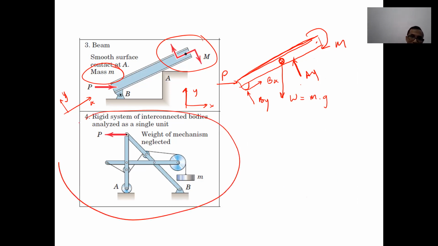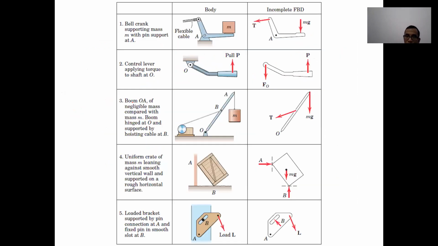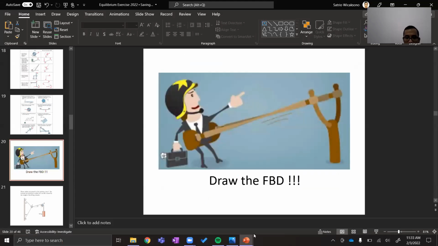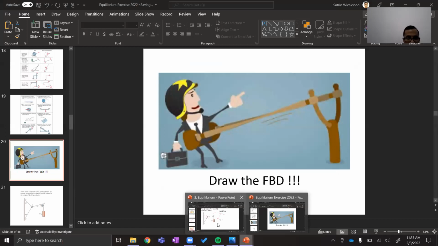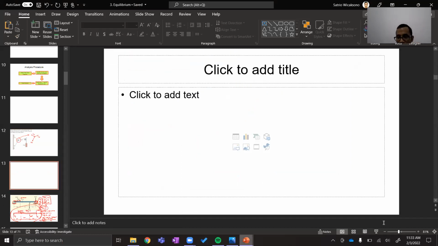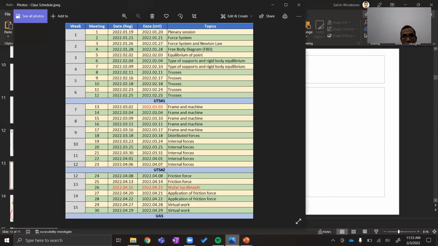For number 4, I will delay it a bit because it's slightly complicated, and we will discuss it next time. I just want to discuss the simpler problem first. This one is just an example. Thank you, Amadia. For today, I want to concentrate on the drawing of the free body diagram. So this is basically our schedule.